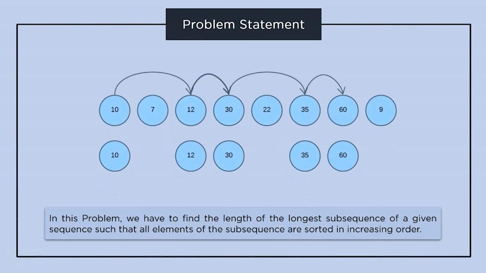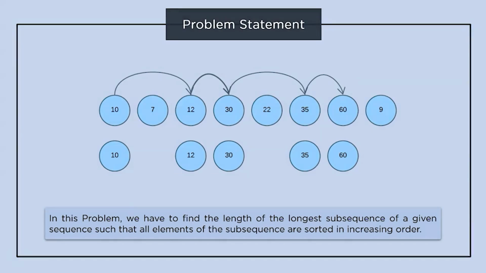In this problem, we have to find the length of the longest subsequence of a given sequence such that all elements of the subsequence are sorted in increasing order. For example, as you can see in the picture, the length of the longest increasing subsequence for the set is 5 and the longest increasing subsequence is 10, 12, 30, 35 and 60.